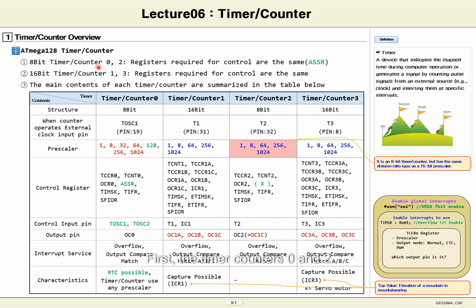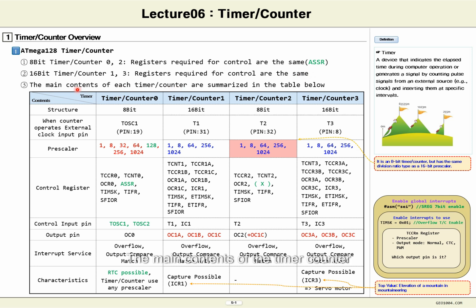First, the timer counters 0 and 2 are 8-bit timer counters. The required registers for control are the same. However, the ASSR is different. There are 16-bit timer counters, numbered 1 and 3. The registers for control are the same.